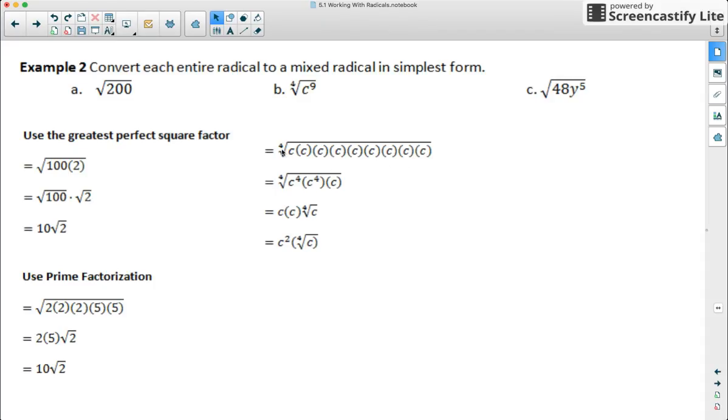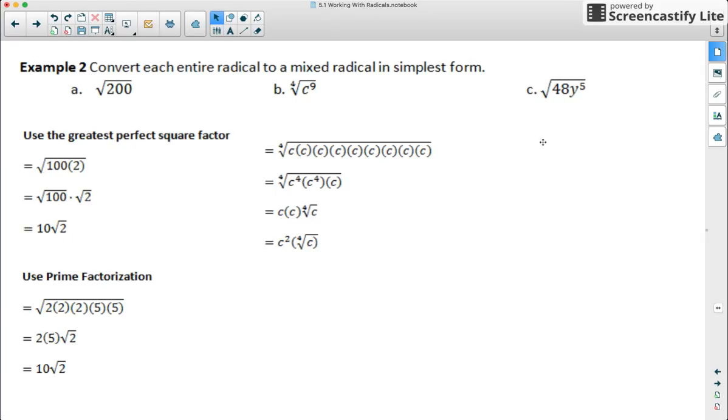And then because we're working with a fourth root, what we want to do is group in groups of 4. So we have 1, 2, 3, 4, 1, 2, 3, 4, and then a remaining c. So we can rewrite that as c to the power 4 multiplied by c to the power 4 multiplied by c. This group of 4 c's will get moved out, and we'll take the fourth root of that, which will give us a c. Same thing will happen with this group of 4. It becomes a c. And then we're left with 1c on the inside. Multiply these c's to get c squared multiplied by the fourth root c.